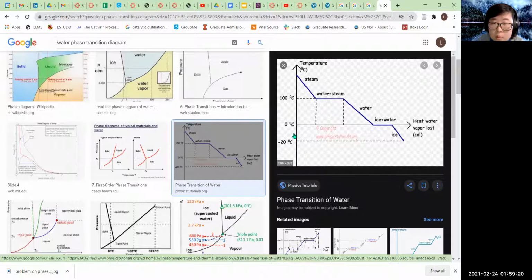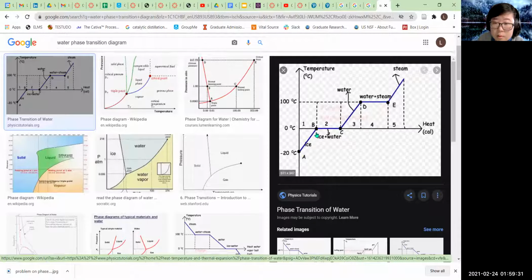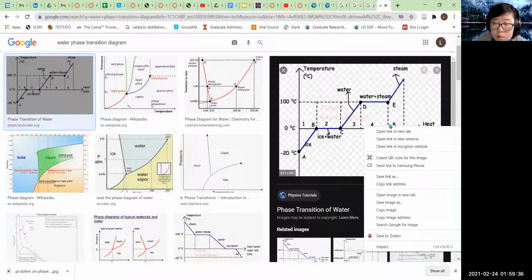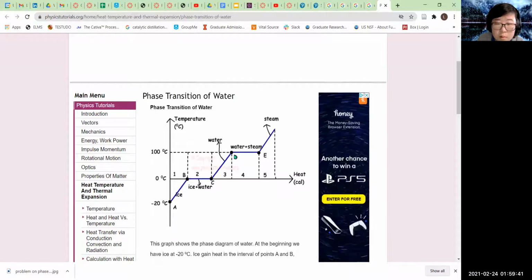So you can see as you heat something, this one's cooling. You can see because it's reversed from hotter temperatures to cooler. This is cooler to hotter, and you can see it's ice, solid, and then ice plus water, then liquid water, then water plus steam, then steam. So basically here you have solid, solid plus liquid, liquid, then liquid plus vapor, and then vapor.